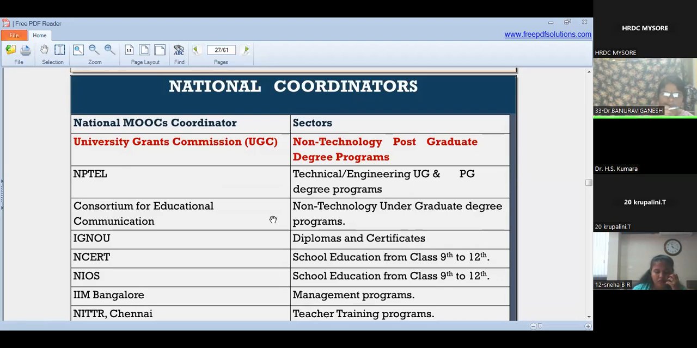After the pandemic, from 2021 onwards, the University Grants Commission has given CEC the responsibility of both graduate and undergraduate non-technical courses. Non-technical courses are managed by CEC. Then the University Grants Commission will oversee uploading and finalizing the courses and other things. Then IGNOU takes diplomas and certificates. Then again NCERT takes school education.